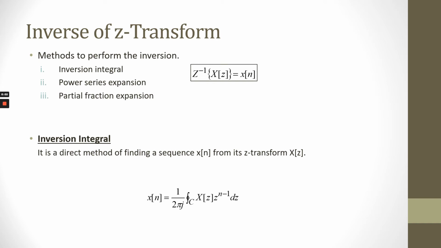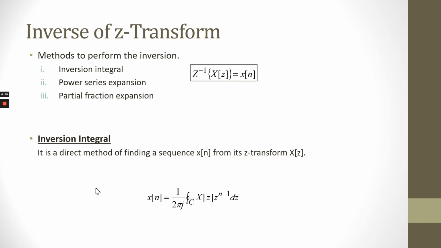The next one is inverse Z transform. We have three methods to perform the inverse Z transform. The first one is inversion integral, the second is power series expansion, and the third is partial fraction expansion. The inverse Z transform is the method to get the x[n] signal for a given X(z) signal by multiplying this X(z) with z to the power of -1.